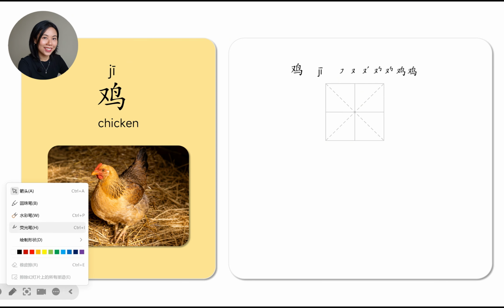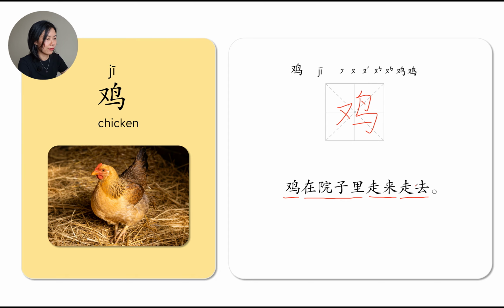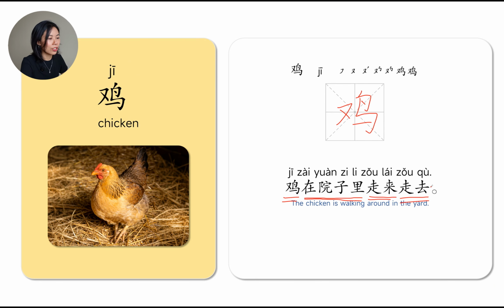Now let's learn to write the 鸡。一二三四五六七。很好，Let's take a look at the sentence. 鸡在院子里走来走去。The chicken is walking around in the yard. 鸡 is the chicken. 在 is in, on, at. 院子 is the yard. 里 is inside. So 在院子里 in the yard.